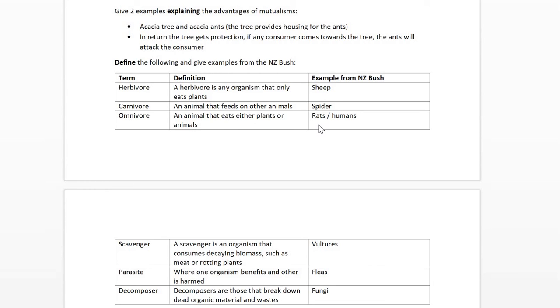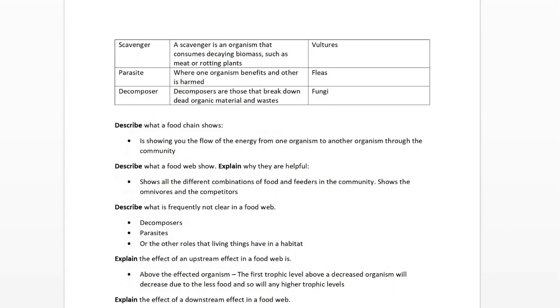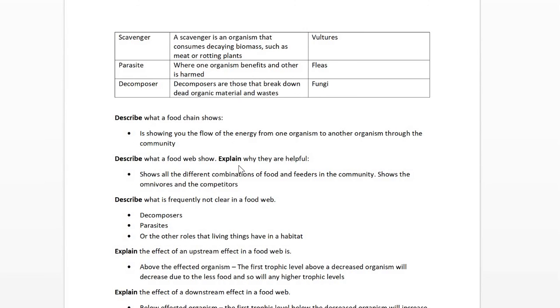Omnivores: I keep using rats because rats eat everything, and that's what omnivores effectively means. They are animals that can eat both plants and animals. Scavengers are not often present in the New Zealand bush, but a scavenger is an organism that's going to consume dead and decaying biomass such as meat or rotting plants. Again, rats are not above being a scavenger. It's what makes them terrifying organisms to have in a habitat.